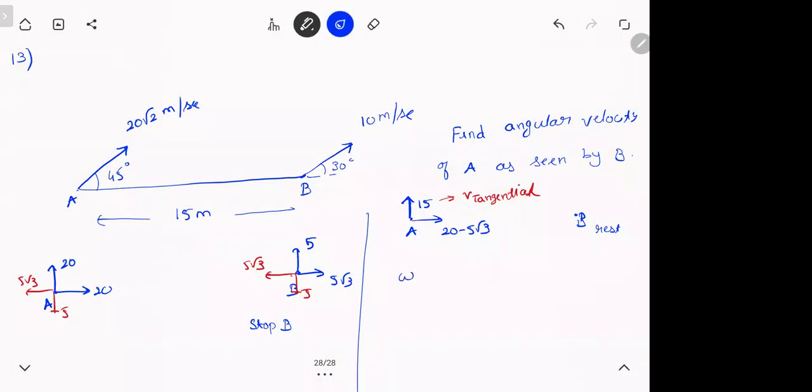So what is omega? Omega is V tangential by the distance between them. Here V tangential is 15 and R is 15. That's 1 radian per second. So at that instant, B will think angular velocity omega is 1 radian per second. So if you remember this, I showed you an example. We did this thing last time. So angular velocity of one particle with respect to another.